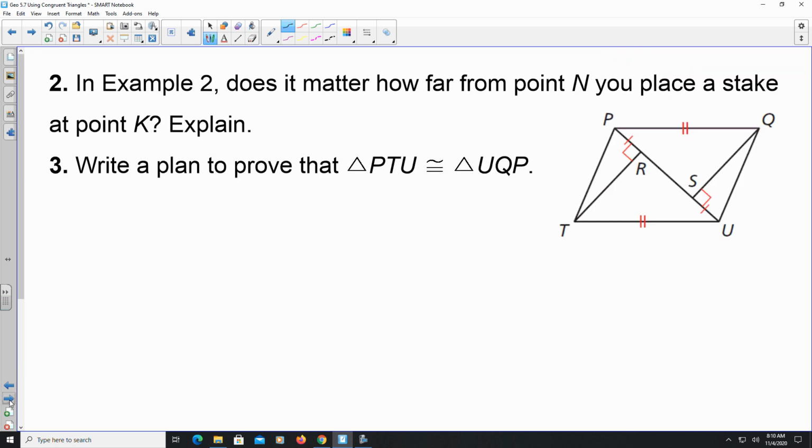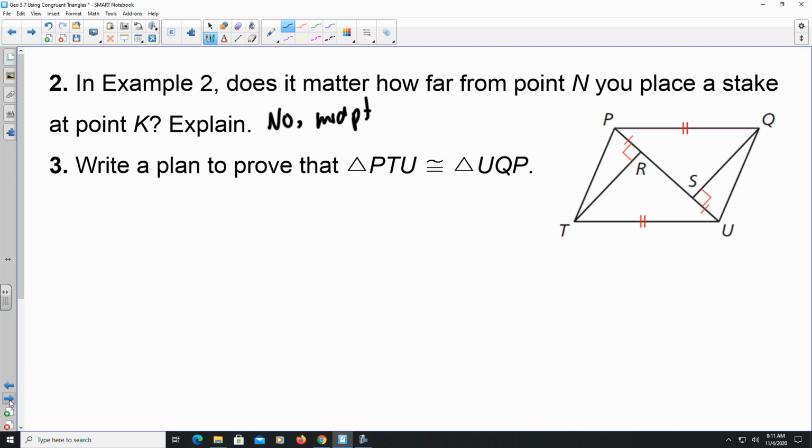All right, here it talks about example 2 that talks about the river and the trees and stuff. It says, does it matter how far you place a stake at point K? The answer is no, because they said it was the midpoint. And since it was the midpoint, we knew that those line segments were going to be congruent anyway. So no. Here, question 3 asks you to write a proof for the diagram to our right.